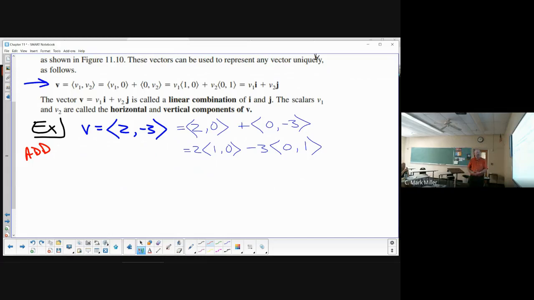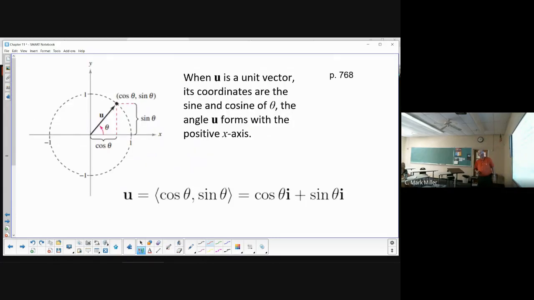I appreciate it. So anyway, this is nothing but 2i minus 3j. So this right here is what's meant by a linear combination. And then they make the distinction that v1 and v2, that's the horizontal component, that's the vertical component. So that just is some nomenclature for us.